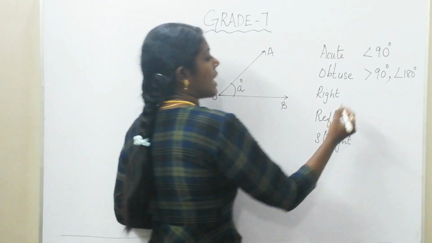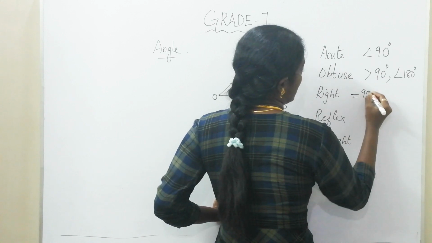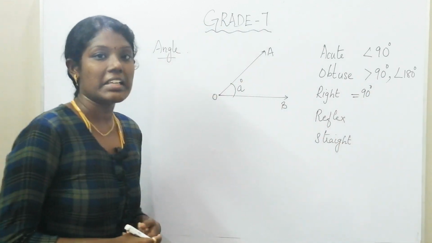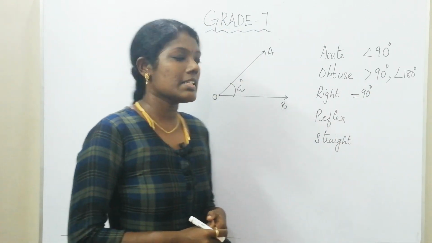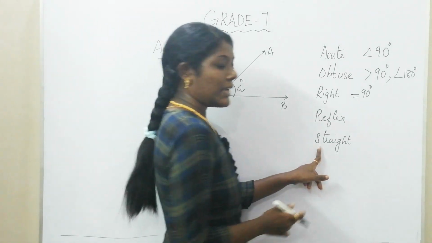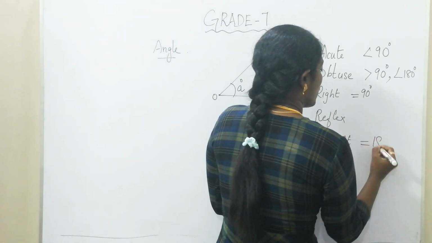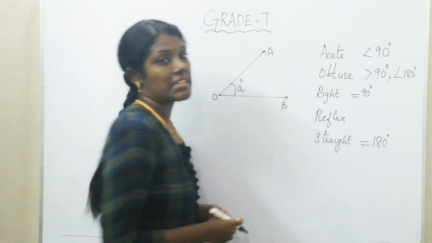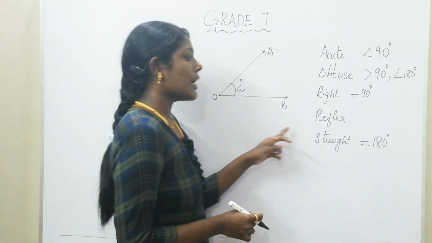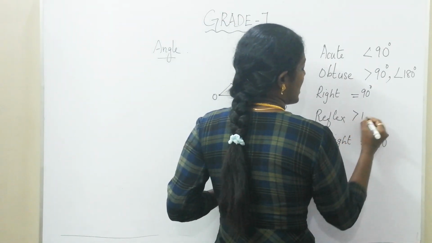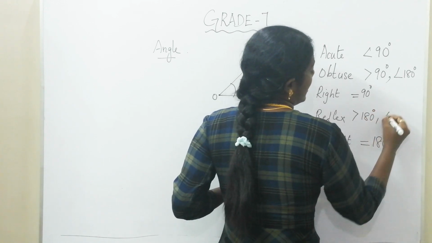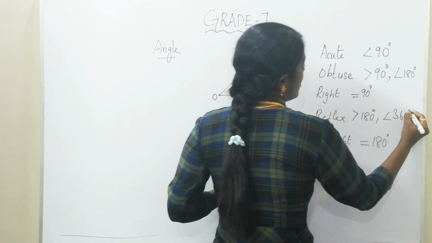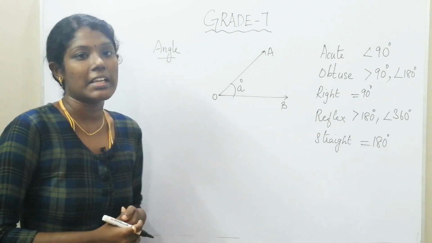And a right angle is the angle exactly at 90 degrees. When the angle is exactly equal to 90 degrees, we call it a right angle. A straight angle, which is exactly equal to 180 degrees, we call it a straight angle. And the last, a reflex angle, is greater than 180 degrees, but it should also be less than or equal to 360 degrees. That is a reflex angle.